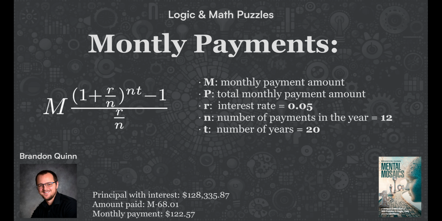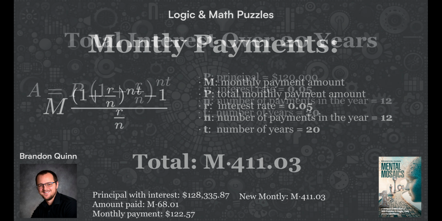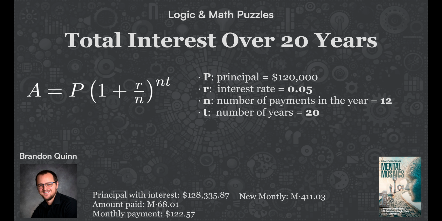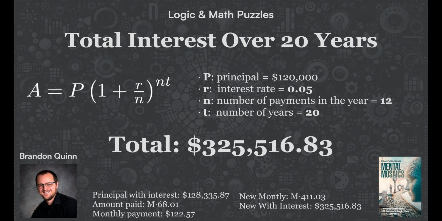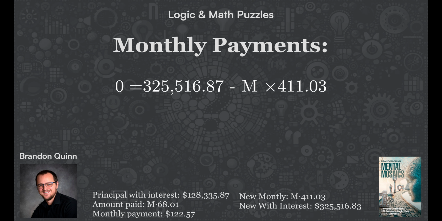Here we have the monthly payment formula set up the same as before. The only difference is that we have 20 years now instead of 5. Factoring all of that in, we have a total of M times 411.03. Next, we'll calculate the total amount of principal with interest over the 20 years, assuming you hadn't paid anything, which comes out to $325,516.83. Lastly, we'll put it all together just like we did in the first part of the problem.